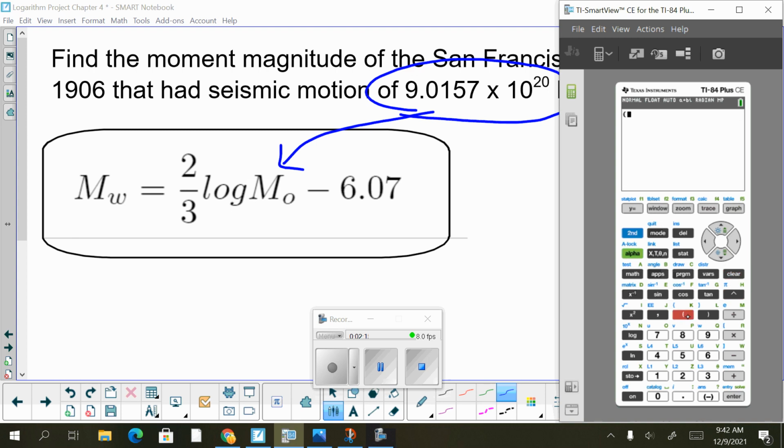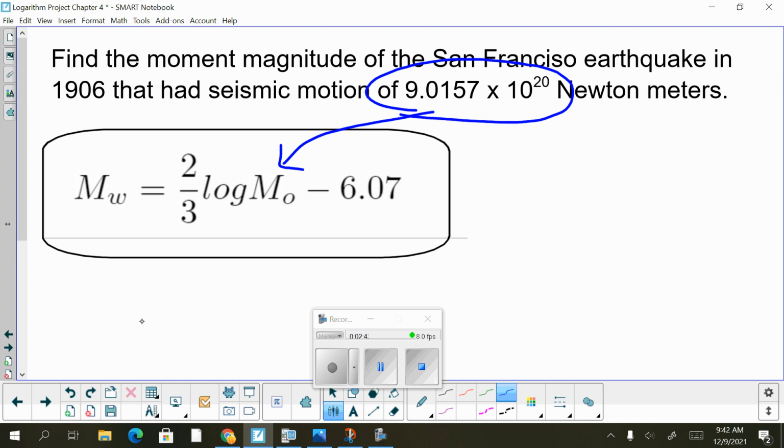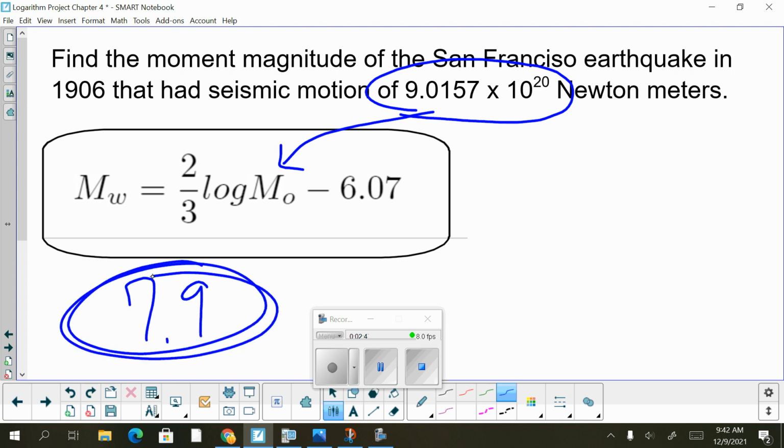So you'll go 2/3 first. I put my parentheses around the 2/3 just to be safe. I tend to always use parentheses. And then here's where my 9.01 times 10 to the 20th will go. I'll have to close that parentheses off before subtracting the 6.07. And so this San Francisco earthquake is 7.9 on the moment magnitude scale. 7.9 moment magnitude, MW we can call it.